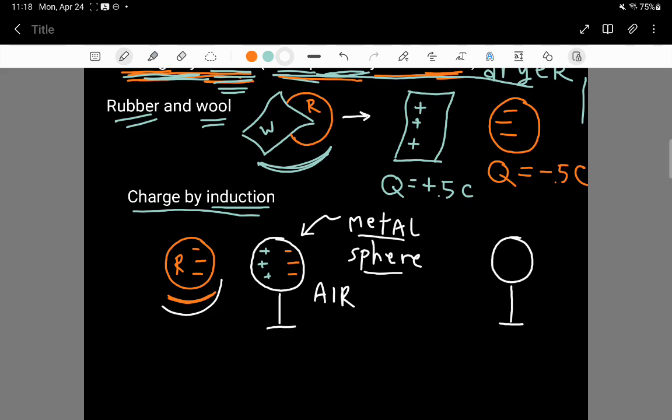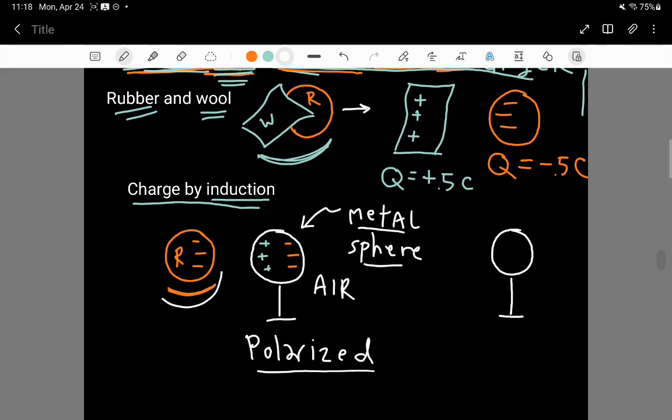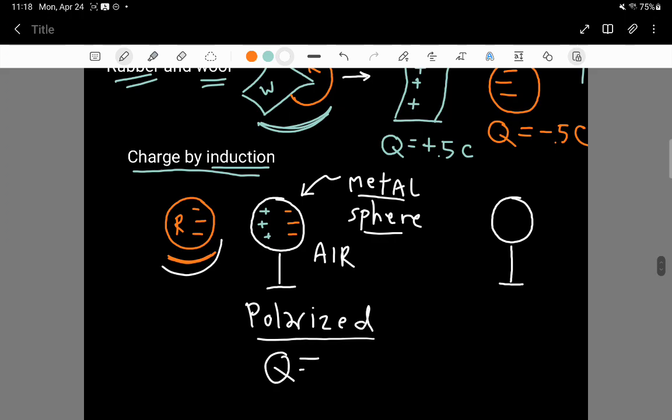And what happened to the metal sphere in this case is the metal sphere is polarized. That's what's being shown here, where one side is positive, the other side is negative. But can you see that the net charge actually is still 0? But the charge is distributed, interestingly, and that's called polarization. And this polarization was actually induced.